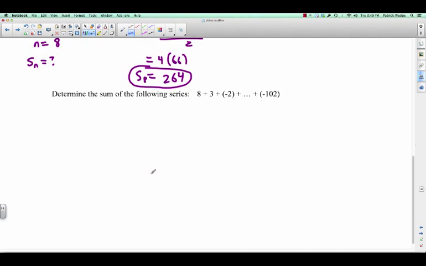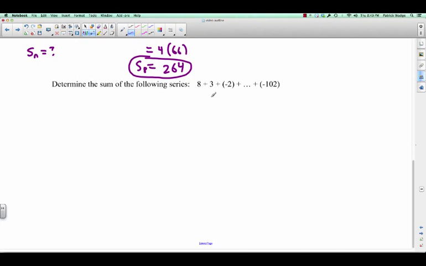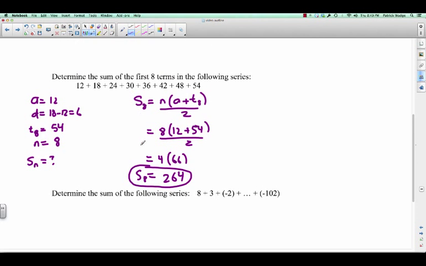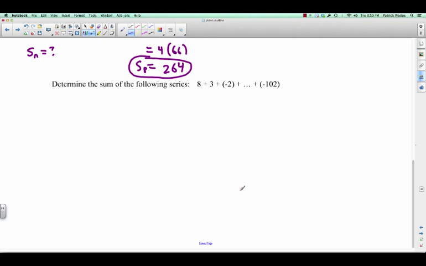Alright, let's determine the sum of this series. Now what's different about this one than the previous one? Are they both finite? Yes, they are. Even though this one has dot, dot, dot, it has an ending number too. So this is actually a finite series, as is this one. But what's different about these two? The difference is in this one, you know how many terms there are. There's 8 terms. It says here, or you could just count them up. Here, you don't know how many terms there are. So that's going to make this question a little bit more difficult.